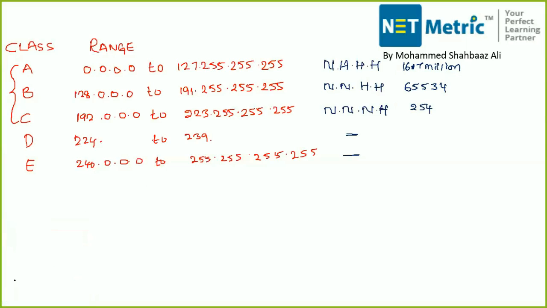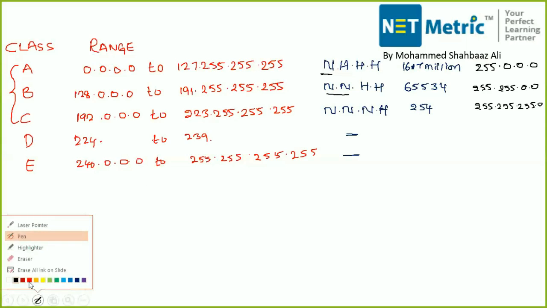What will be the subnet mask in class A? Since it is one network octet, the subnet mask will be 255.0.0.0. Class B, since it is two network octets, 255.255.0.0. Class C, since you have three network octets, you can write 255.255.255.0.